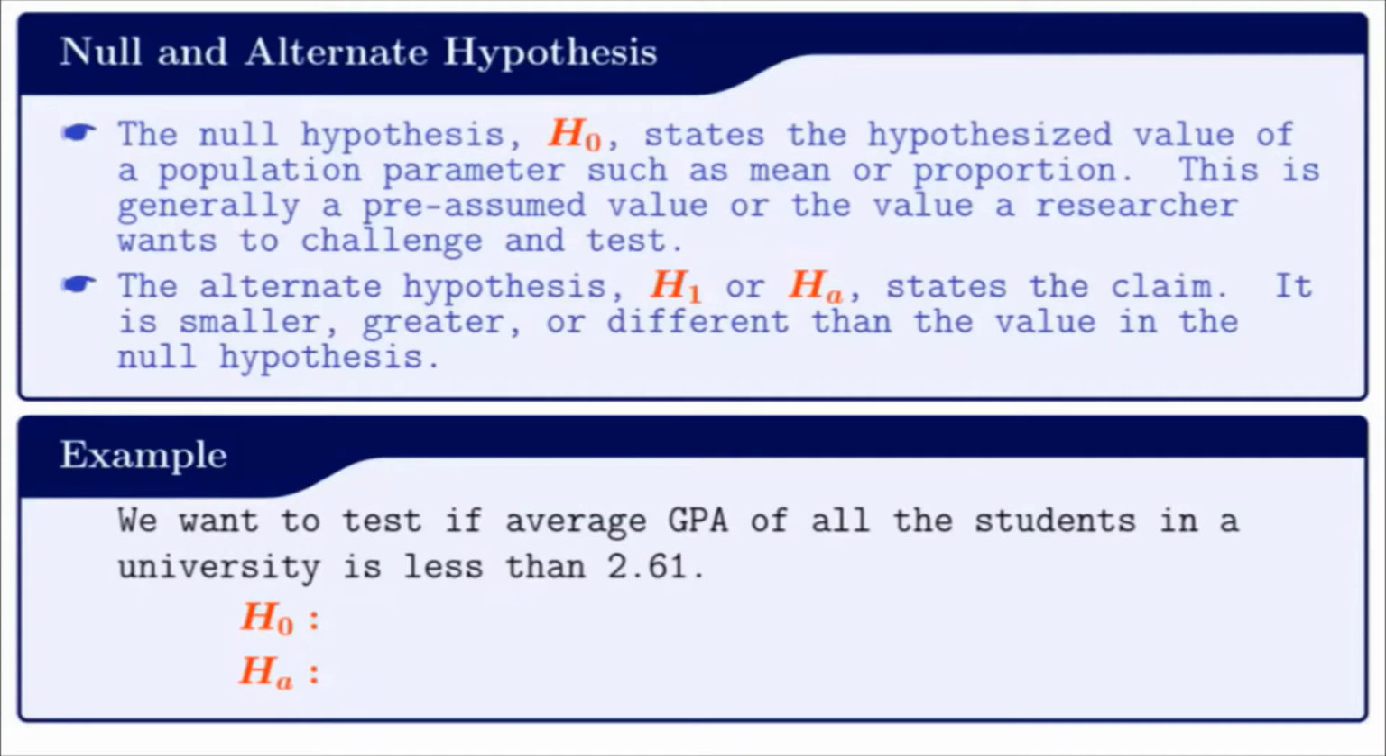Let's look at one more example. This one talks about average GPA. So the null hypothesis is mean equals to 2.61 and alternate hypothesis is the claim we want to test, which is mean less than 2.61.